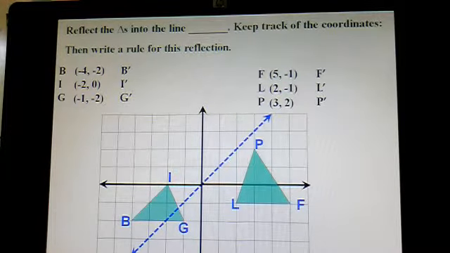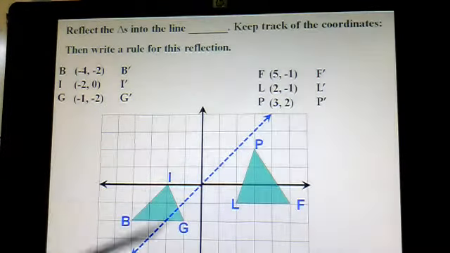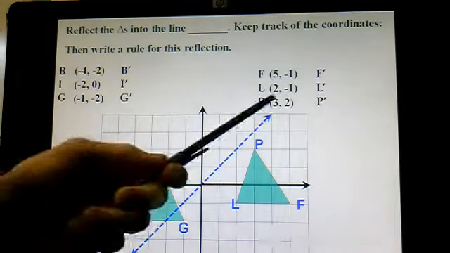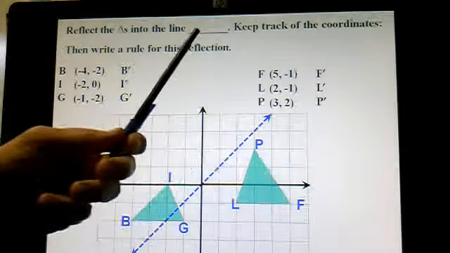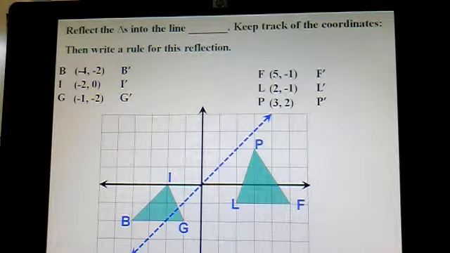We're going to use this little diagonal line here to reflect as our mirror line. So I want you to look at that equation for a second. Look at that line. Write the equation down for it here. Reflect the triangle into this line. Think y equals mx plus b.